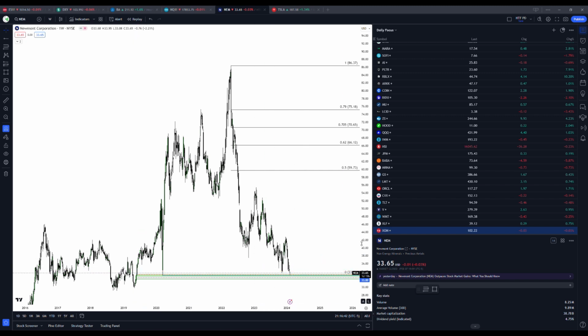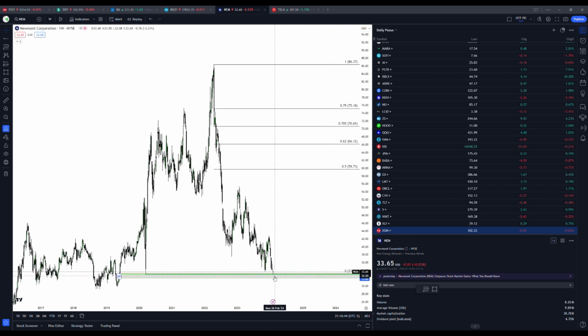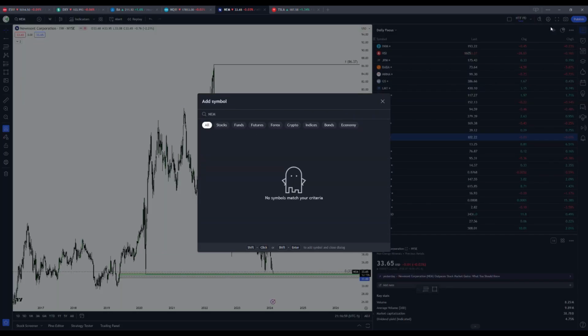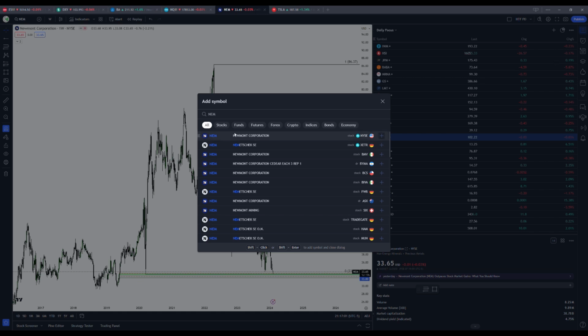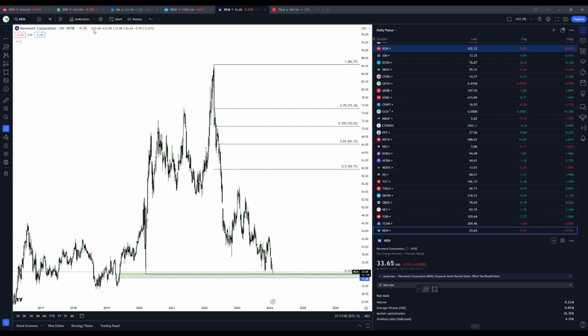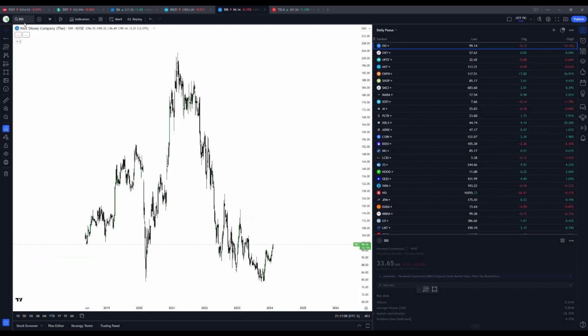Not even 65 cents. Sweep that and then you can get a breaker. Low, high, lower low. Take out that high and you're looking gold into 59. So that's not a bad one at all. What is this one called? NEM? Newmont Corporation. Okay. Nice.